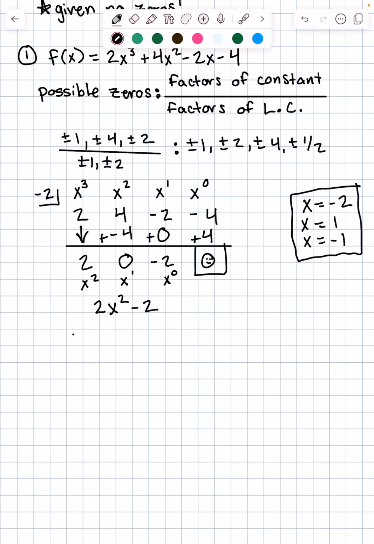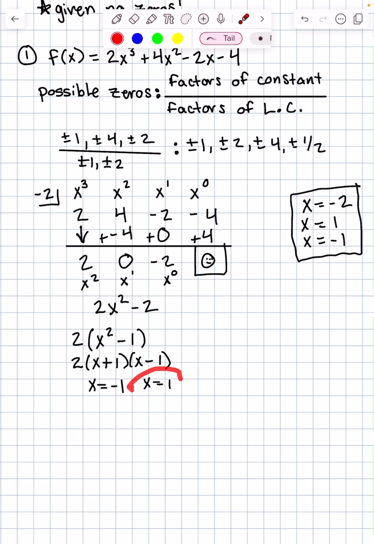So let's start by taking out the GCF, factoring out a 2, and then I have x squared minus 1, and then this is a difference of squares problem. So 2 times x plus 1 times x minus 1. And this is where we get x is equal to -1 and x is equal to +1. So here I can see your three answers, 1, 2, and then 3 right there, okay?